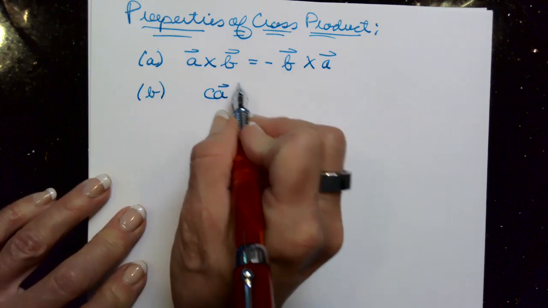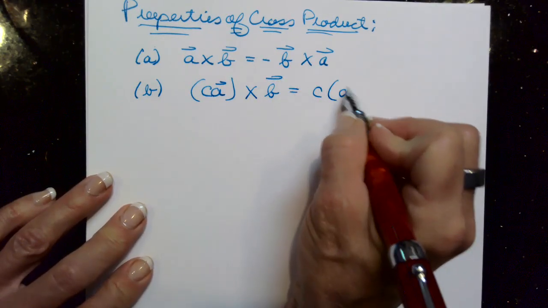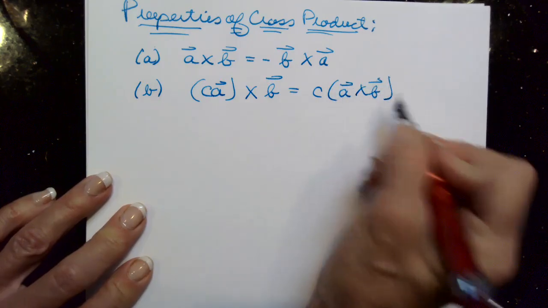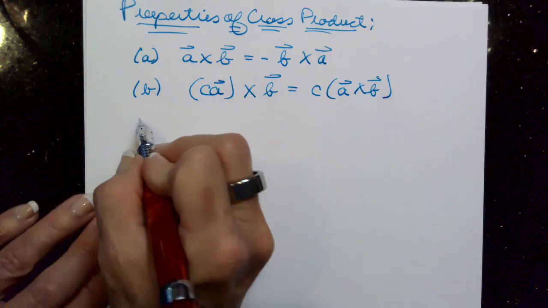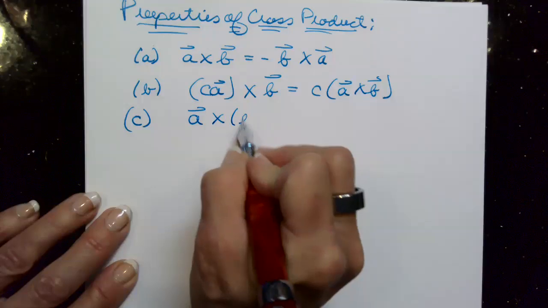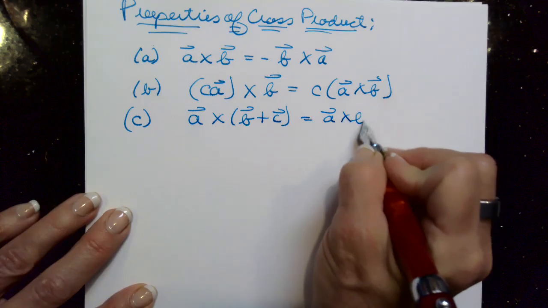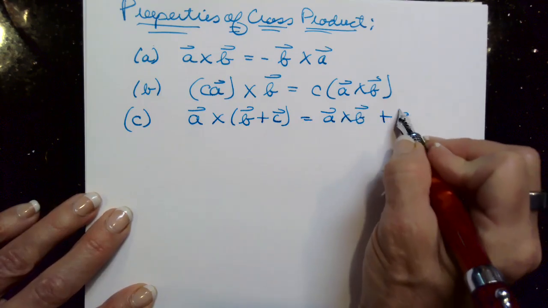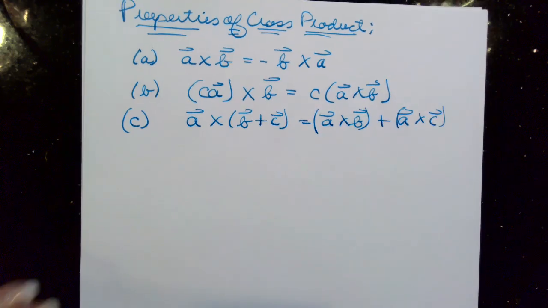If you take one of the vectors and multiply it by a constant, the constant pulls out of the cross product. Again, that's easy to verify. You just work out the determinant, and you'll see that happens. It distributes over addition. So A cross B plus C is A cross B plus A cross C. But you have to respect the order. You can't reverse things. It's not commutative.